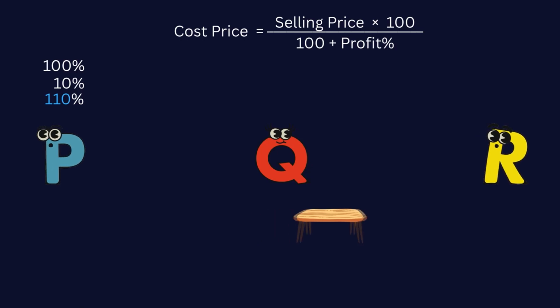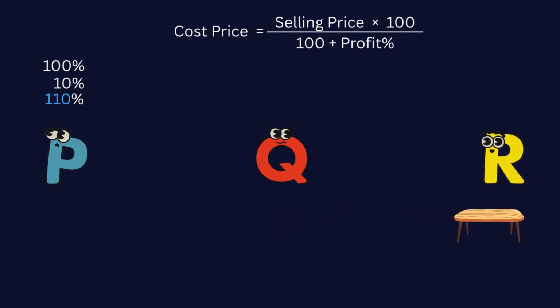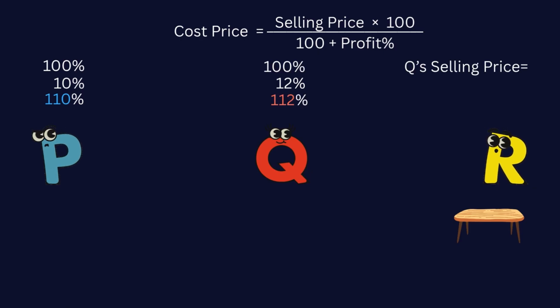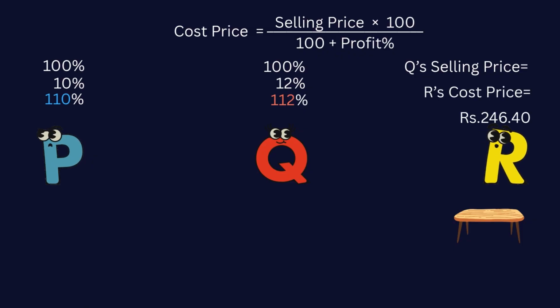Next, Q sold the same table to R at a profit of 12%. Again, we add that to the full cost price, and we get 112. Now here's the key. R's cost price is given, which is 246.40 rupees, and that is the same as Q's selling price. So now we'll use this to find Q's cost price or the original price.